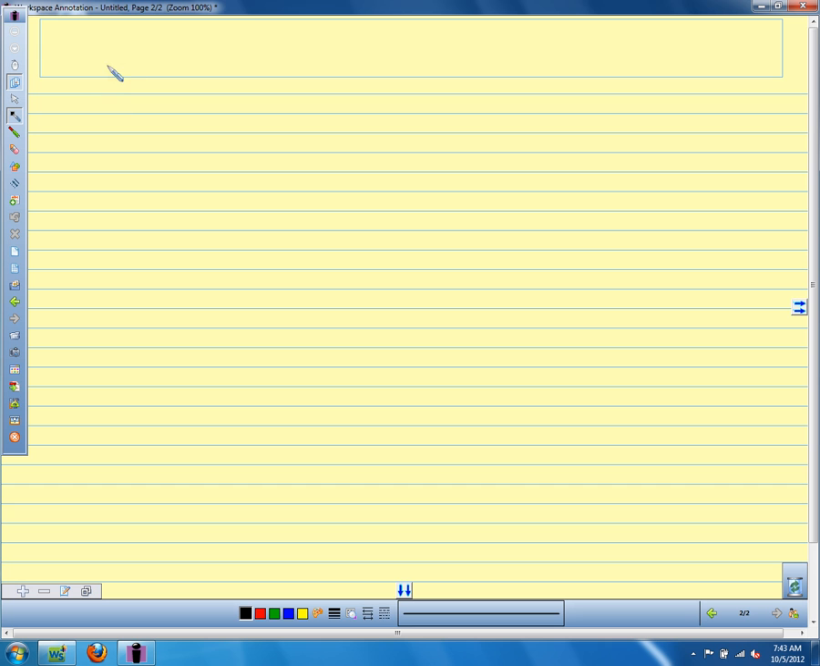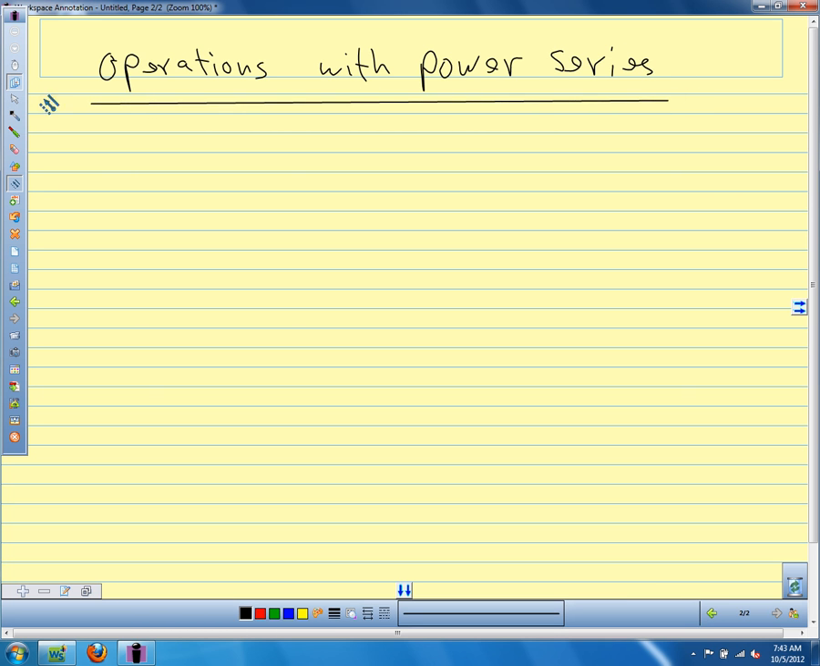So some operations. We need these when we start actually doing things with power series. And these all just come straight from our definition of power series. So if we have our function f(x) is some power series, and g(x) is represented by some other power series.